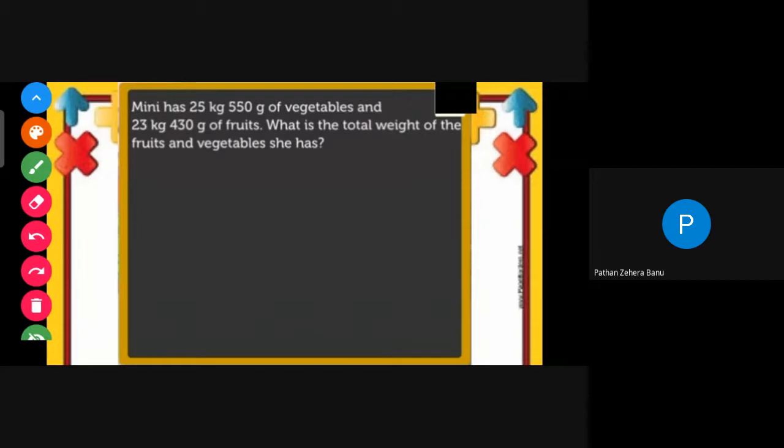So here the weight of both the things is given separately. But what is the question? We have to find the total weight. Total means of both, fruits and vegetables together. So what do you think? What do we have to do, addition or subtraction? Addition. Okay, addition. Other girls? Addition.